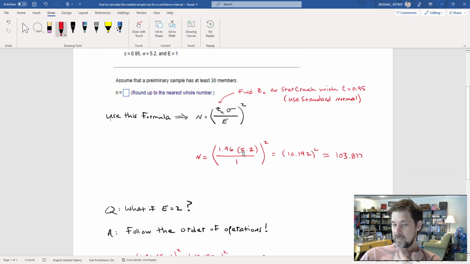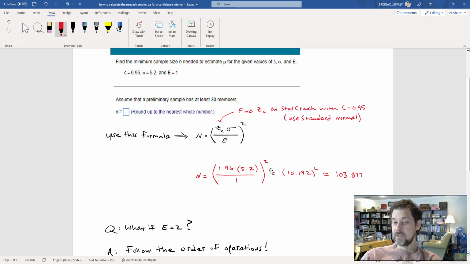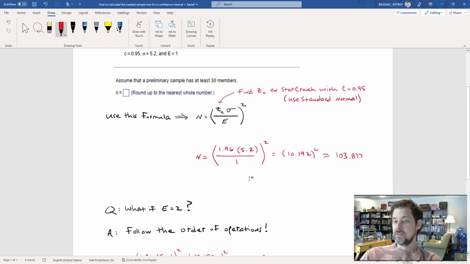From there, I would calculate this carefully. Some people ask me questions, and I think their real trouble is they're not inputting stuff in their calculator correctly. So if that could be you, then just do things one step at a time. Like I take 1.96 times 5.2, I'd get 10.192. Then I would take that number and square it. I get 103.877. So my final answer, since it says round up to the nearest whole number, would be that I need a sample size of 104.